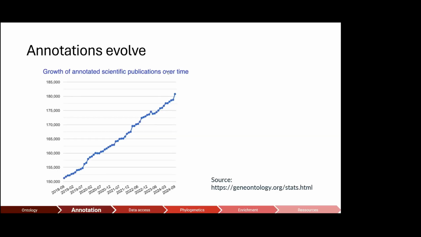So annotation evolves. Here you can see the progression of annotation from 2018 to 2024. You see it's pretty linear. It's a growth of annotated scientific publications over time. So it's evolving quite linearly.